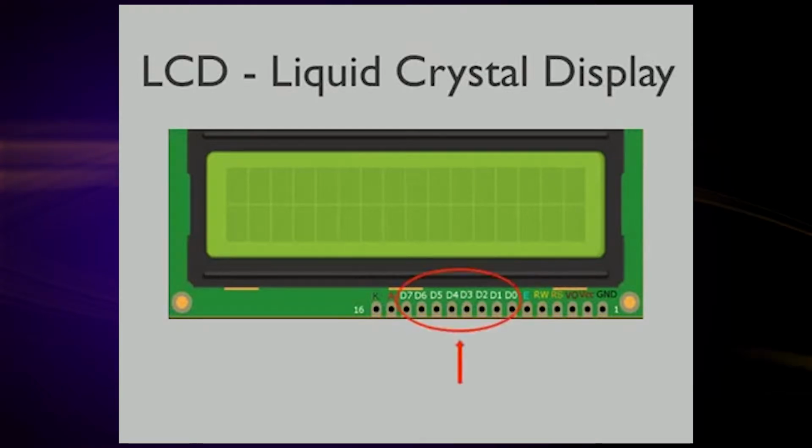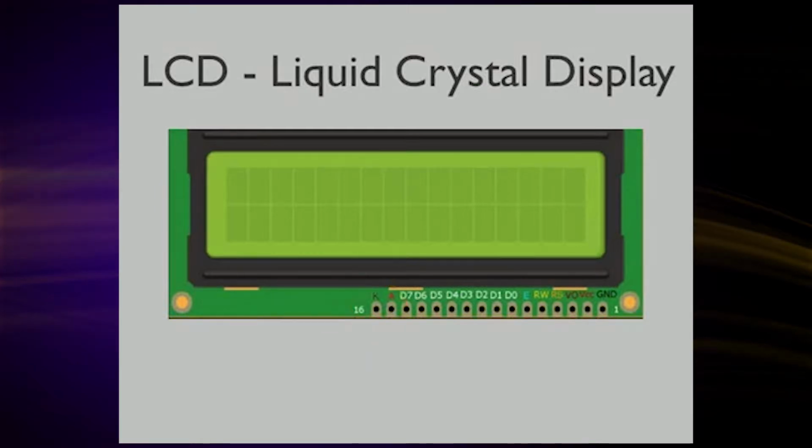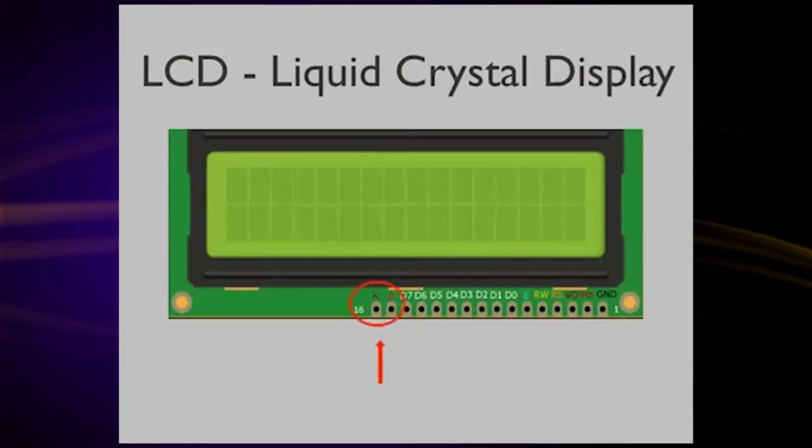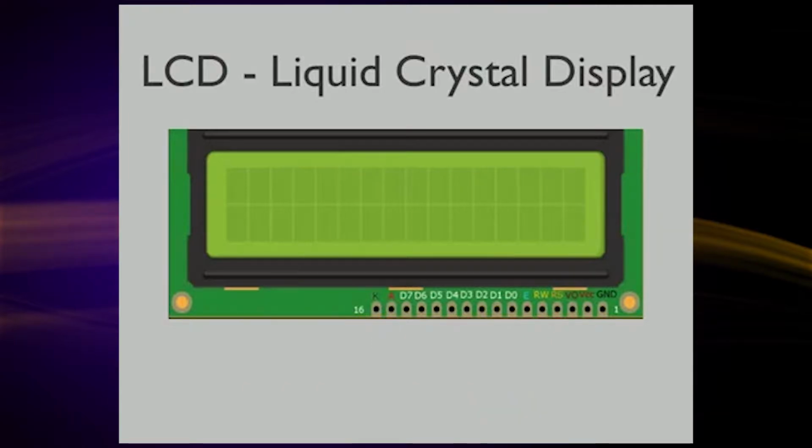These are data pins. The data and commands are sent to the LCD through these pins. These are LCD backlight pins. These are used to power the LCD, control the display contrast, turn on or off the LCD backlight, etc. Pin 15 is the anode of the backlight LCD. Pin 16 is the cathode of the backlight LCD. So far, we have seen the pin details of the LCD.